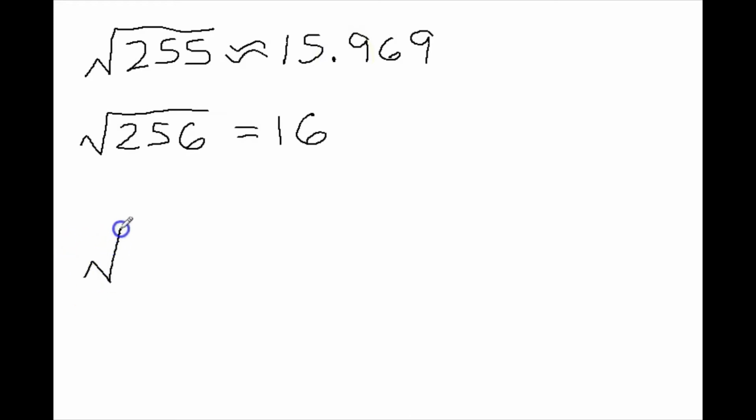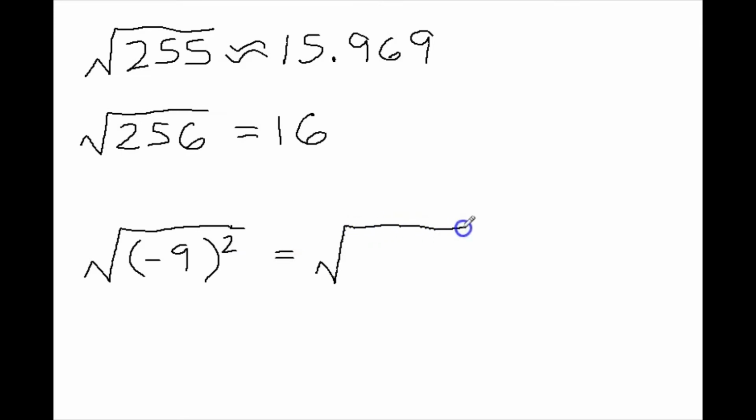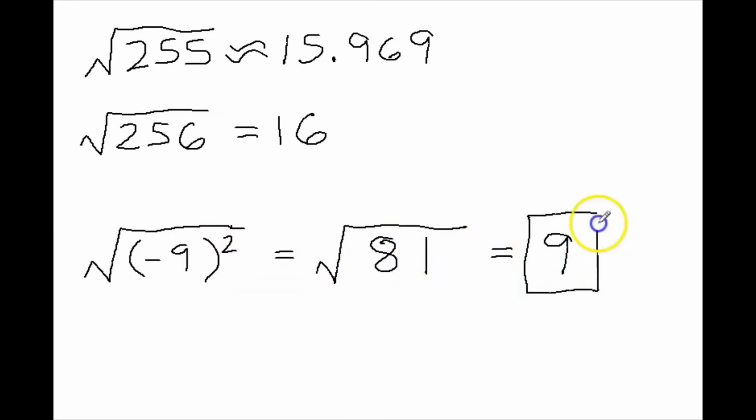Okay, now let me complicate this. What if I have, for instance, the square root of negative 9 squared? Okay, well, first work on the radicand. If you take the negative 9 and you square it, you get 81, don't you? So this becomes the square root of 81, which turns out to be positive 9. All right, how does that look? You okay with that? Okay, what if I have variables involved?